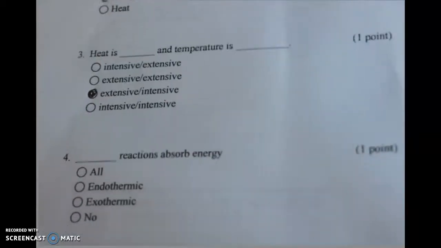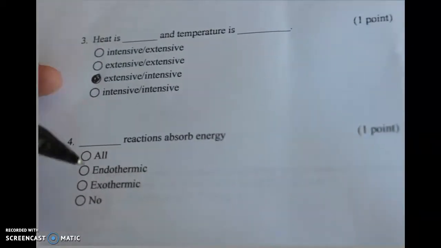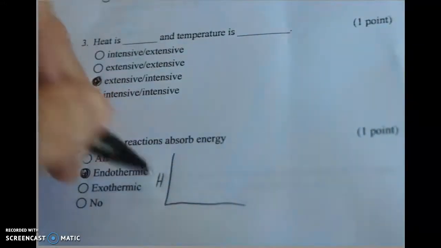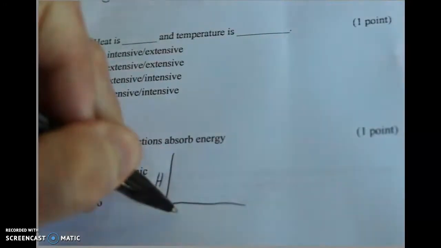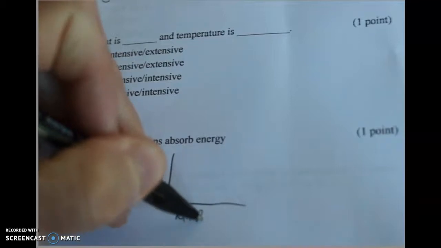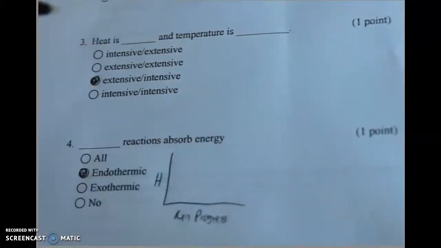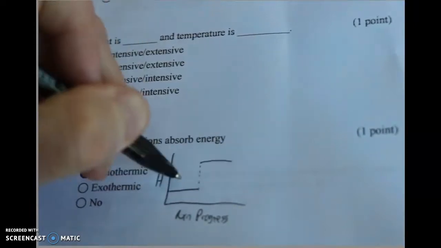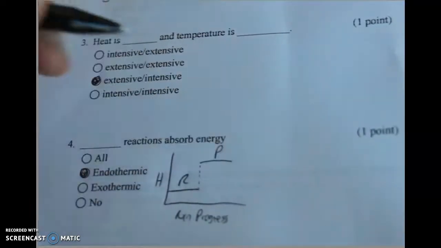Blank reactions absorb energy, and that would be endothermic. And if you're going to draw an energy diagram for this where we had enthalpy on the y-axis and the reaction progress on the x-axis, an endothermic reaction will look something like this, where you have the reactants on the left and the products on the right.